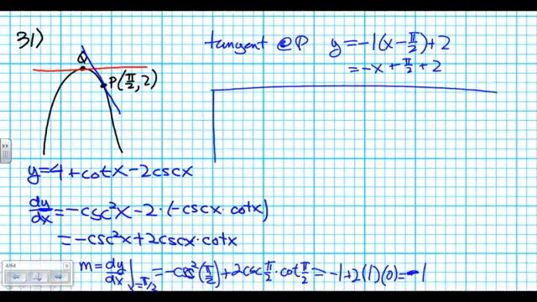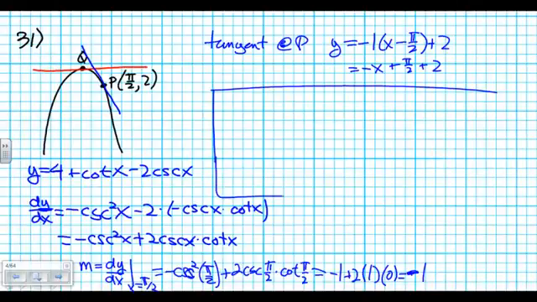Sorry, at Q. We already did P. We need a point. We don't know the point. No, we do. Zero. We set the... what is 0? What is this stuff? The slope at Q is 0 because it's a horizontal tangent.